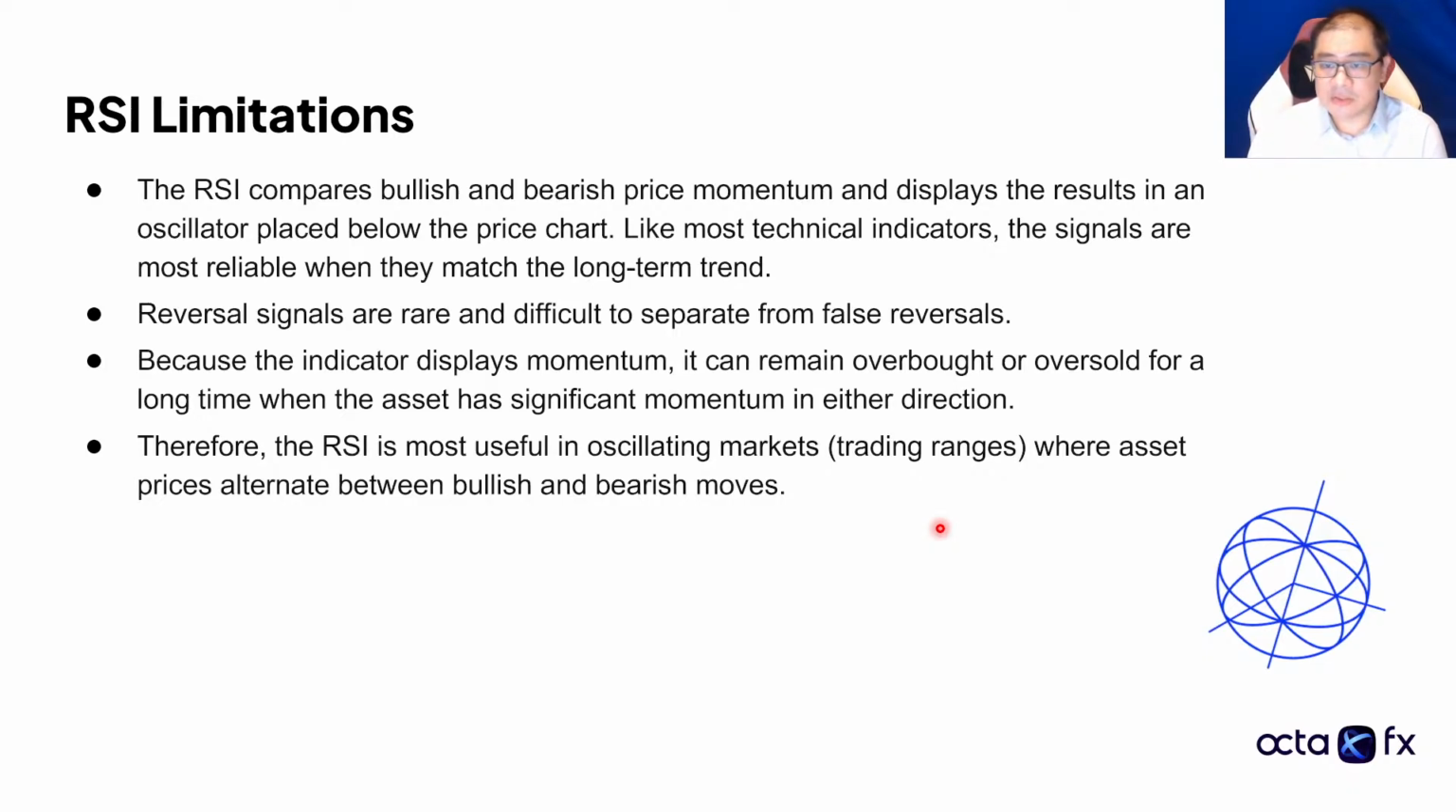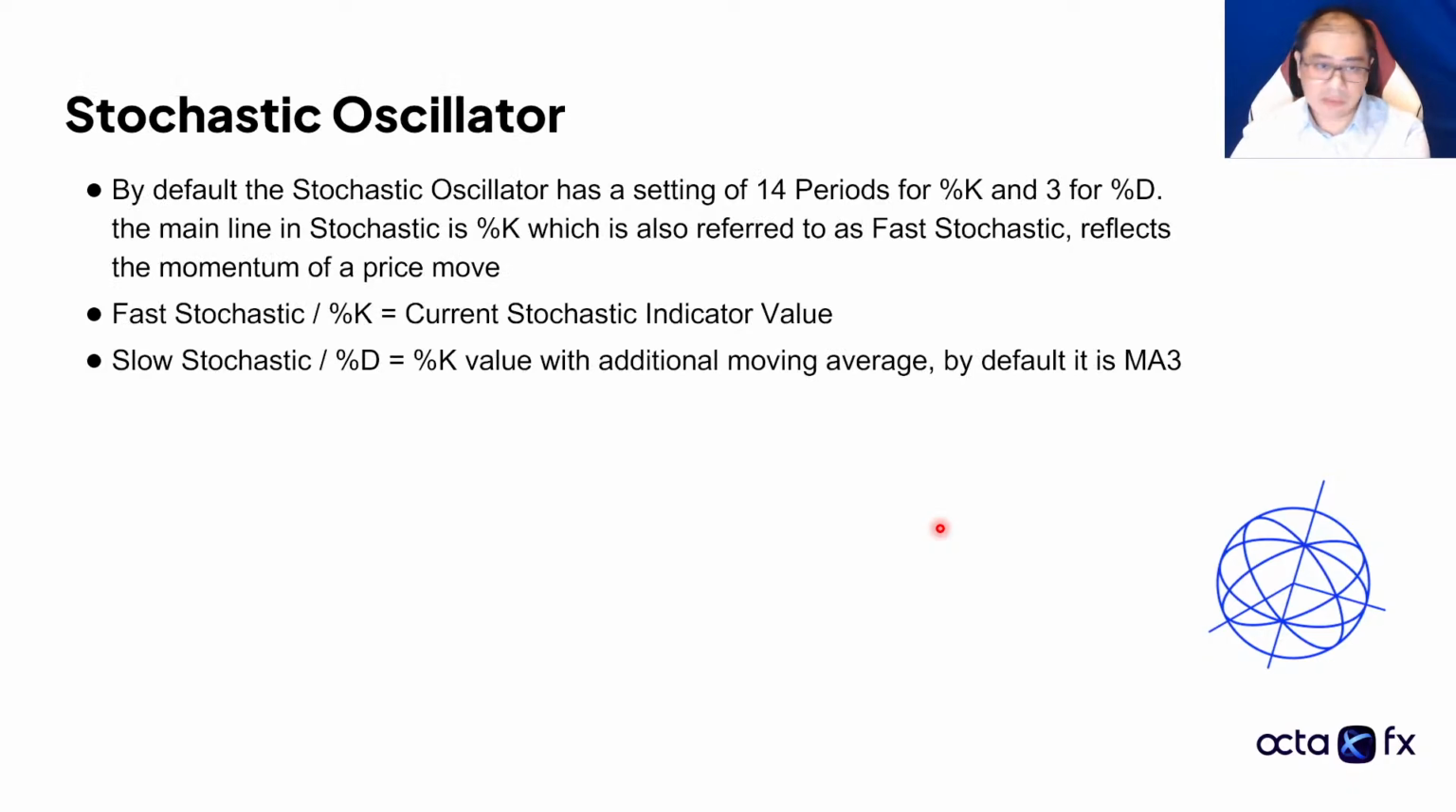Because the indicator displays momentum, it can remain overbought or oversold for a long time when the asset has significant momentum in either direction. That relates to the first question that was asked during the session. It stays up there. It doesn't want to go down. If you don't understand it right, you're going to get it wrong. RSI is most useful in oscillating markets, trading within the range, where the asset prices alternate between bullish and bearish moves. So if the market is in an impulse or in a corrective wave that you can identify, that's where the RSI wins.